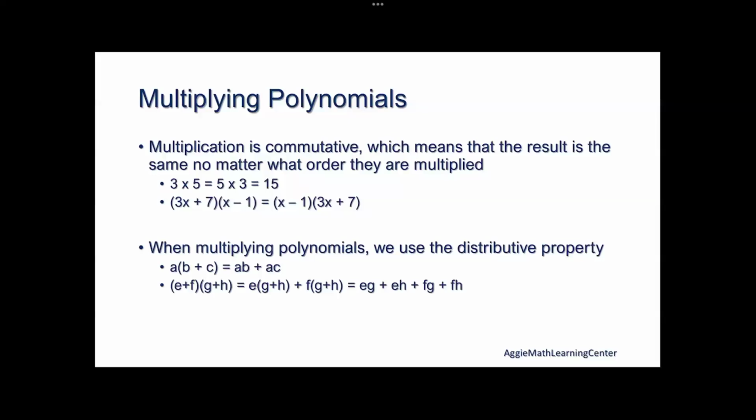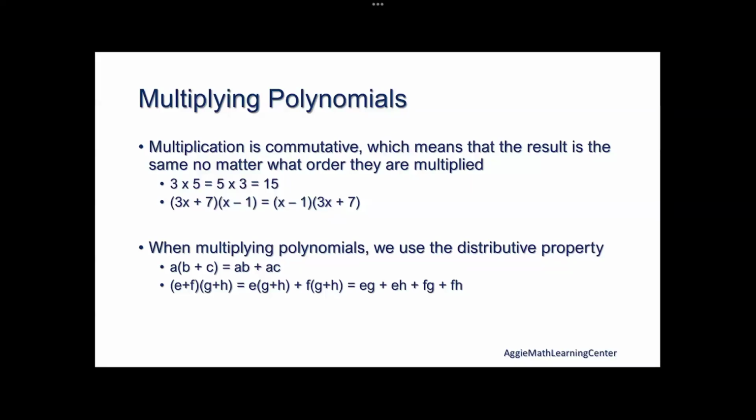All right, so now we're on to multiplying polynomials. So multiplication is commutative, which means that the result is the same no matter which way you multiply them. So over here it shows that 3 times 5 is the same as 5 times 3. They'll both give you 15. And then the same thing with a whole polynomial. So 3x plus 7 times x minus 1 is the same as x minus 1 times 3x plus 7.